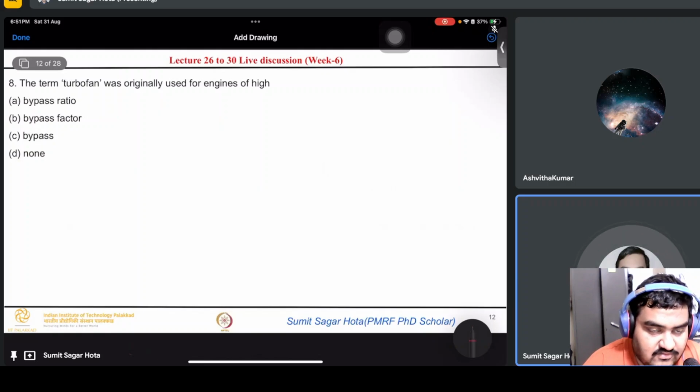The term turbofan was originally used for engines of high what? We are telling all these things, bypass ratio. This is obviously used in turbofan, so this is the answer. Originally bypass ratio was used because turbofan has a high bypass ratio. High bypass ratio means the flow through the bypass duct, that is the cold stream, will be higher than whatever is coming to the high pressure compressor, that is the hot stream.